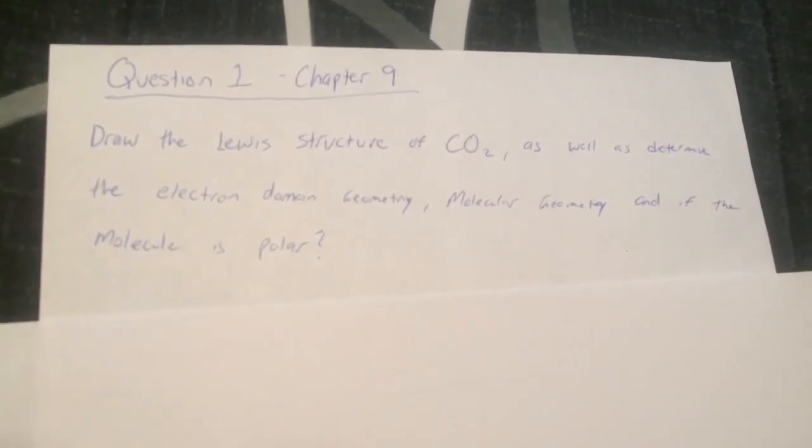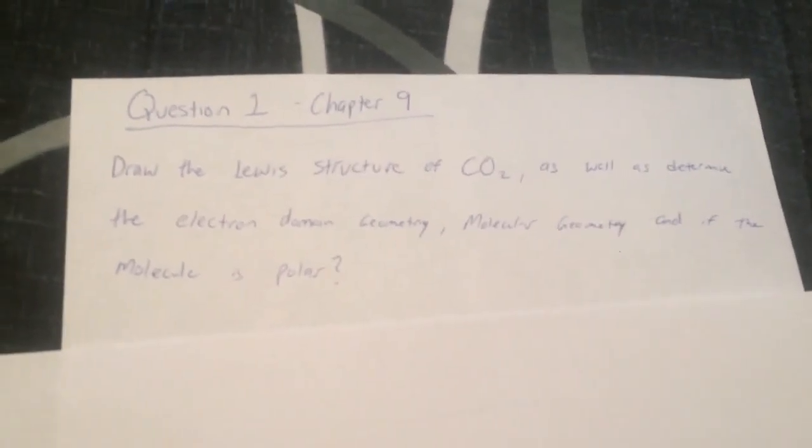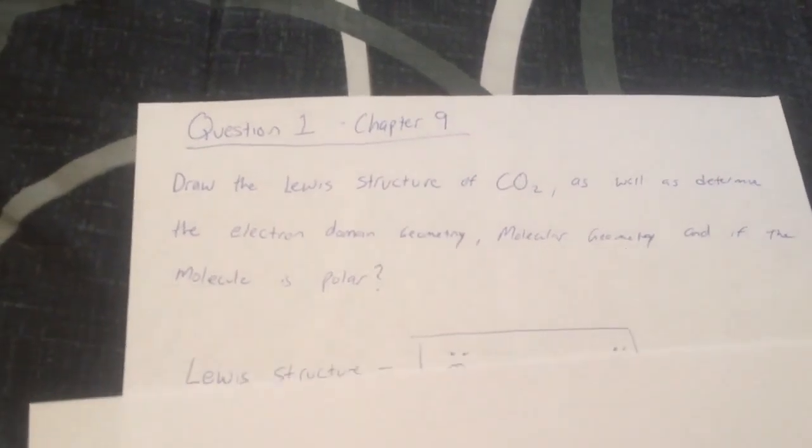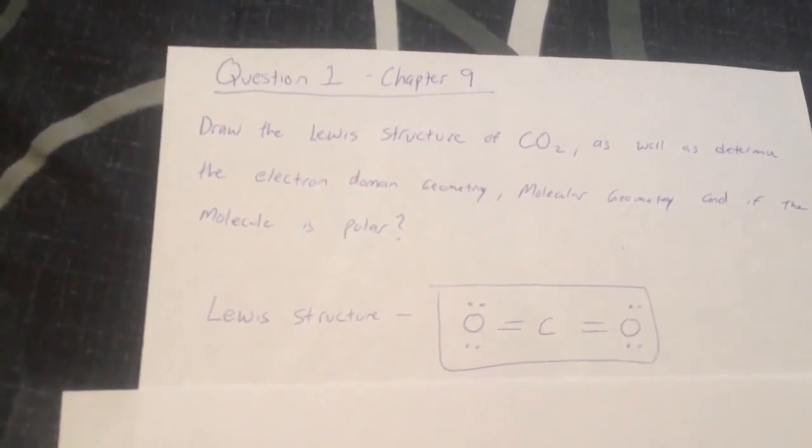Chapter 9. Draw the Lewis structure of CO2 as well as determine the electron domain geometry, molecular geometry, and if the molecule is polar. So what we're going to do is draw the Lewis structure, which I've already done, but I'm just going to walk you step by step through it.